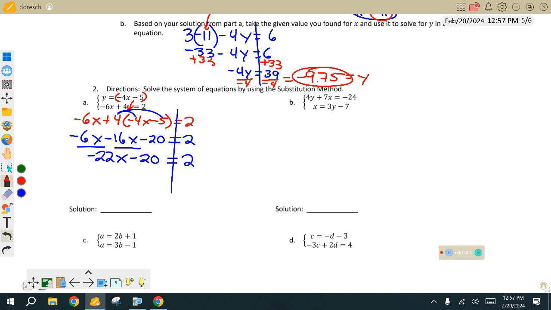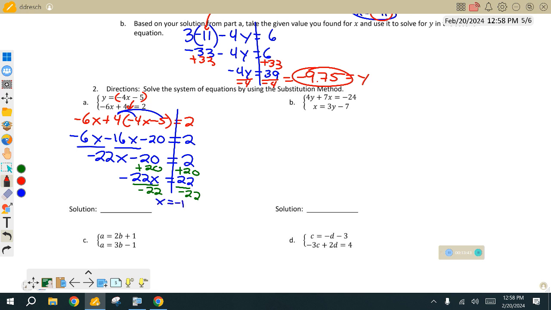And there's my two-stepper. As you keep solving these out, they eventually go back to what we call a two-step equation. Add 20, divide by negative 22. So add 20. Negative 22x. 2 and 20 is 22. And last thing is divide by 22. So x is negative 1. Correct.